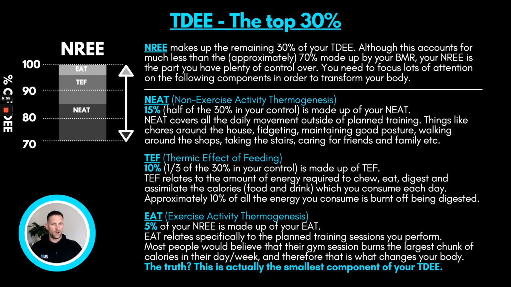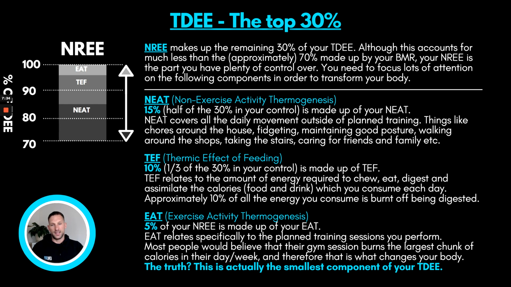Now, NEAT covers all of your daily movement outside of your planned training sessions. So if you think of things day to day that you do, like chores around the house, fidgeting, maintaining your posture, so just even trying to sit up straight, walking around the shops, taking the stairs, caring for friends or family, all of these small things equate to energy expended, okay? Now, in isolation, those things are very small, but because we are quite often busy people and we do a lot of this stuff, this actually equates to a lot of energy expended on a daily basis.